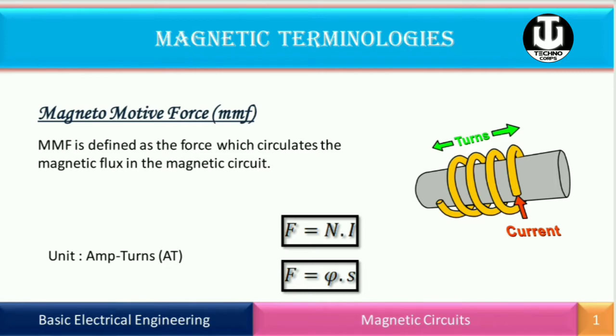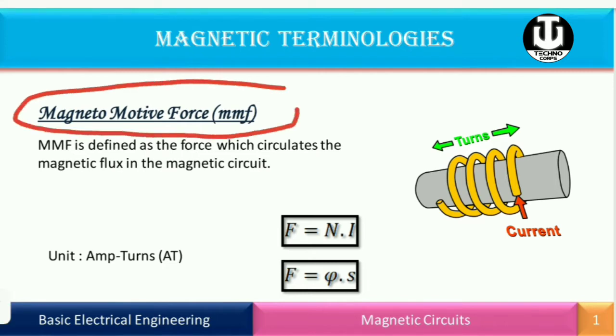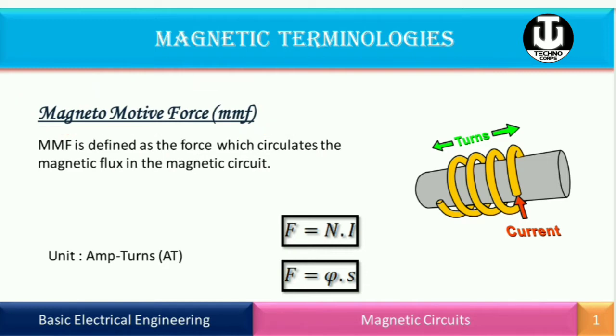So what is magnetomotive force? This is the actual source which provides the force for the flow of magnetic flux from one point to another point. Or, if we say it in a proper way, it is the force which aligns the magnetic dipoles that provide the magnetic field. So this is the MMF, and it is defined as the force which circulates the magnetic flux in the magnetic circuit.